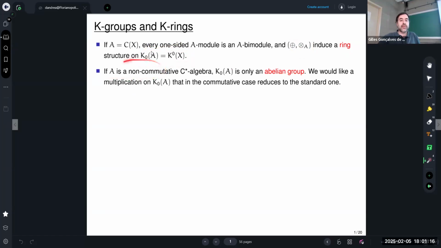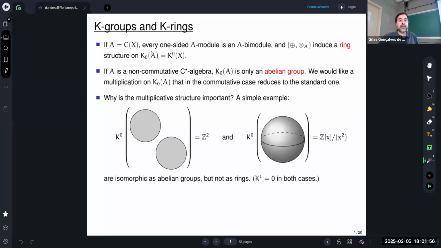If the algebra is non-commutative, the K-theory, and here today K-theory is only K0, because first of all, I don't want to complicate things talking about K1, and in all the examples that I'm going to show, K1 will be zero. So if A is non-commutative, in general K0 of A is only an abelian group. And it would be nice to have a multiplication on K0 of A that in the commutative case reduces to what one would expect: the balanced tensor product, or product of vector bundles from a geometric point of view. So why do we care about this?